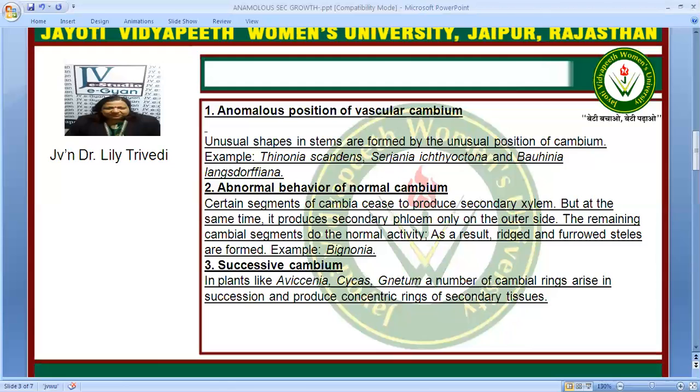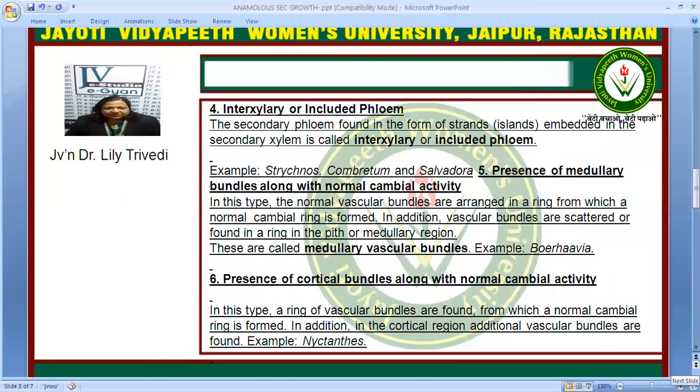Third is successive cambium. In plants like Cycas, Gnetum, Avicennia, a number of cambial rings arise in succession and they produce concentric rings of secondary tissues.